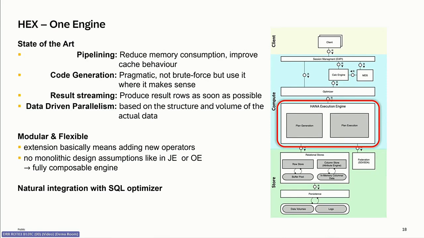Then we use result streaming. So we produce a continuous data flow, and as soon as tuples are ready to be handed over to the client, we will do that. So we don't have to produce the entire result. And finally, we use data-driven parallelism.